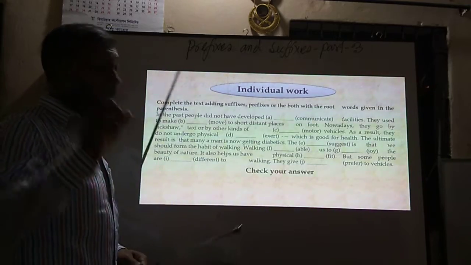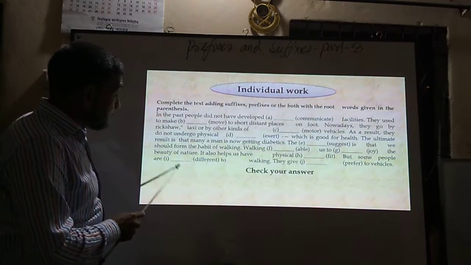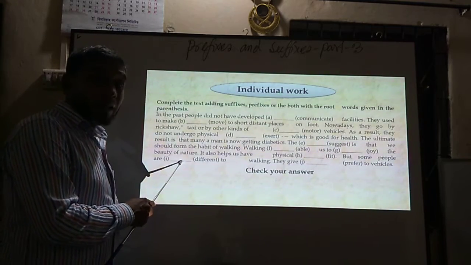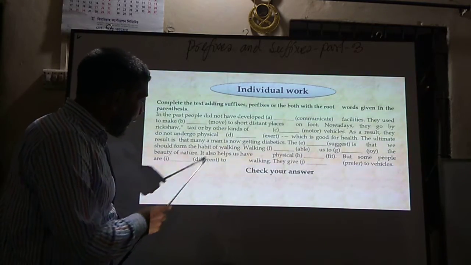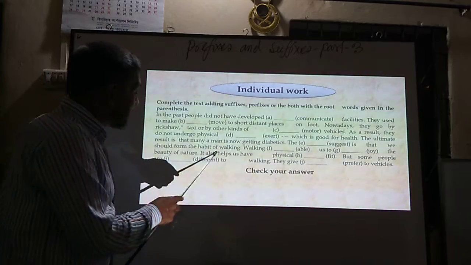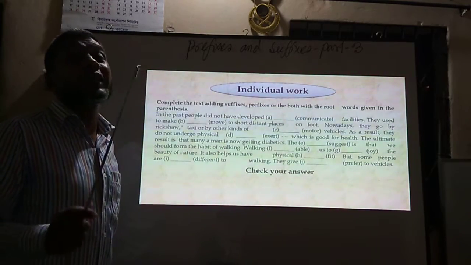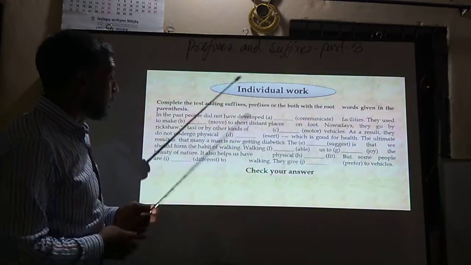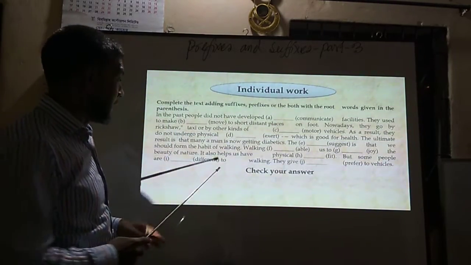Now the technique number 2. In this fill in the blanks, this place is fixed for an adjective, but in the bracket the word given is also an adjective. So what is my technique? Then I will use the opposite word of different, then my answer will automatically be correct.